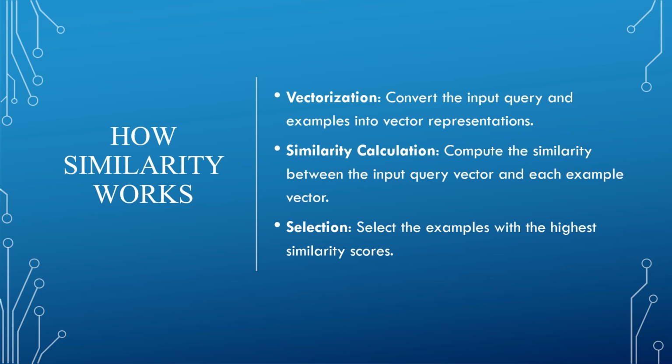Finally, select the examples with the highest similarity scores. The examples that are most similar to the query based on the chosen metric are selected for use. By using the Similarity Example Selector, we ensure that the examples chosen are contextually and semantically similar to the input query. This means that the model can generate responses that are more precise and relevant to the input query.